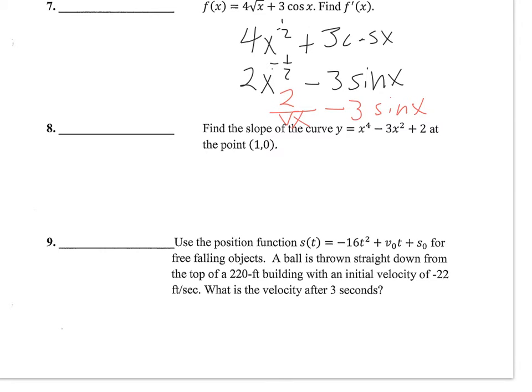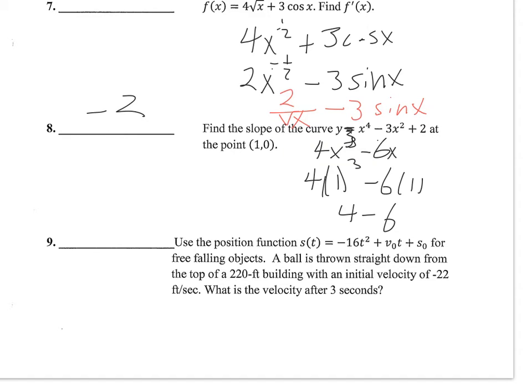Okay, find the slope. Alright, so to find slope, we need to make the slope formula. So its derivative is 4x to the third, that's a third power there, sorry, third, and then minus 6x, and then plus 0. Okay, now plug a 1 in for everything, so it would be 4 times 1 to the third minus 6 times 1. So it's just 4 minus 6, which is negative 2. Alright, now if we jump down here to number 9.